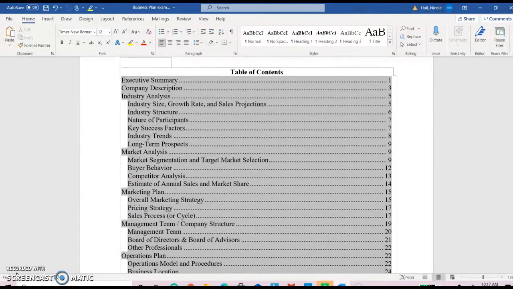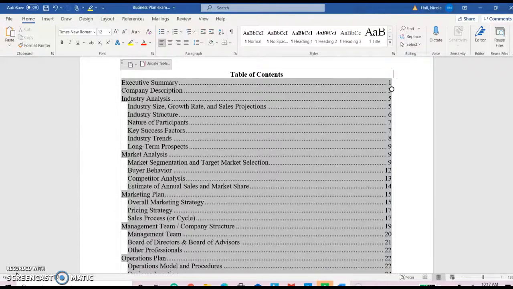For the table of contents, I have provided you with directions on how to make an automated table of contents. All right, no one should be physically or manually putting in the page numbers. You should be setting up an automated table of contents, and you should be updating that table to reflect the correct page numbers.